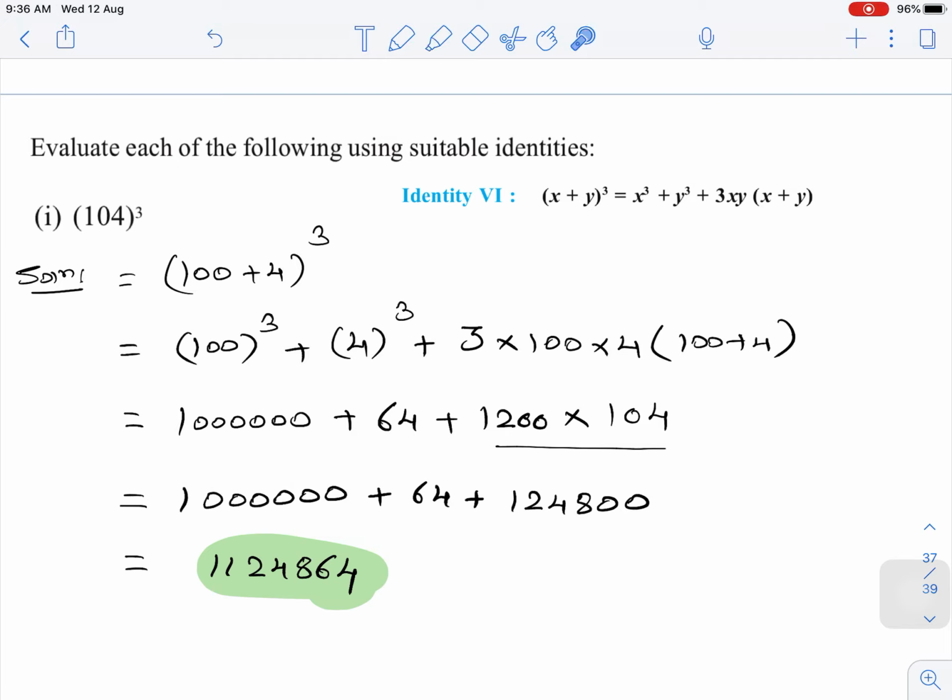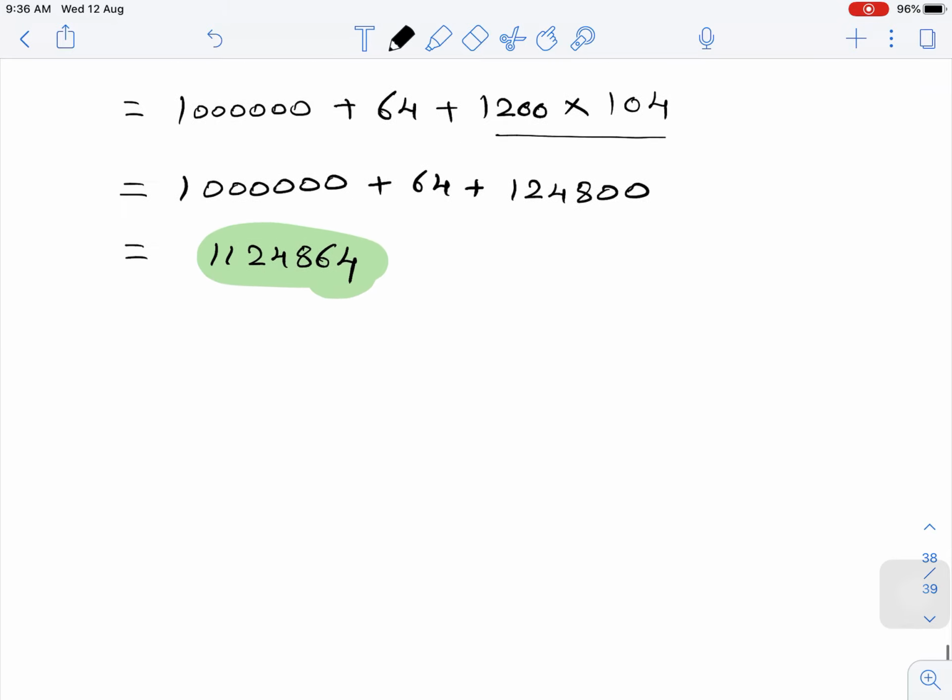So here what we have done, we have solved or expanded this one, we got the value of 104 bracket cube by which identity? By using our sixth identity, that is (x plus y) bracket cube. Suppose in case of this one, instead of 104 cube, suppose it is 97 cube, then how will you write this one? So 97 cube can be written as (100 minus 3) bracket cube.